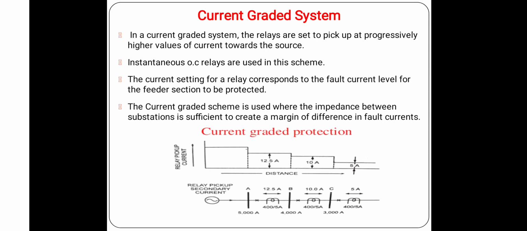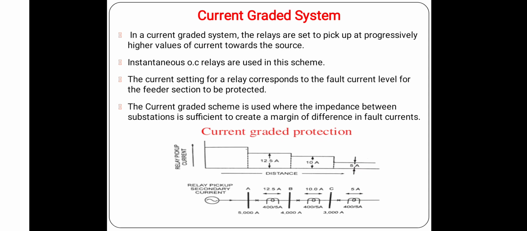And if the relays are set to operate or initiate operations at a higher current at the supply end, then the drawback of long time delays occurring in the graded time lag system can be partially overcome, and this is basically known as current grading. The current grading system basically uses high speed, high set relays, which is IDMT relay we will use for the current graded system.